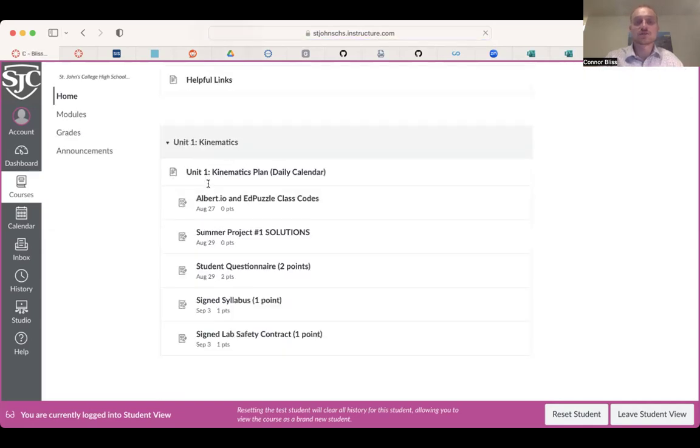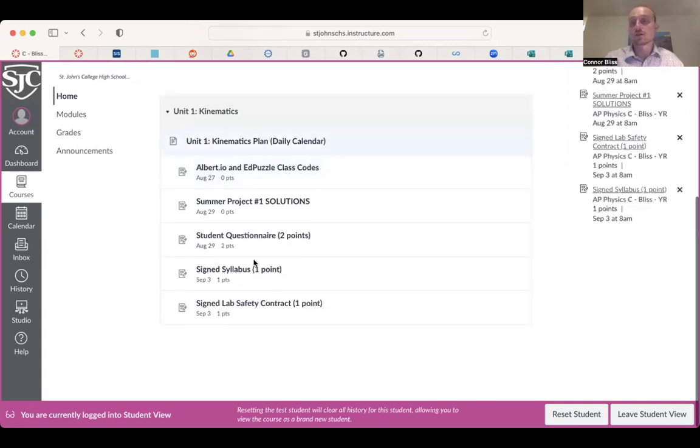In addition to that, if you are looking at our individual module, any assignment that you are going to turn in for a particular grade will have a point value written in parentheses afterwards. So for instance, our summer project number 1 solutions: there's nothing you actually have to turn in for that. It's just the answer key to help you check your work. But the student questionnaire for 2 points, you do have to complete.